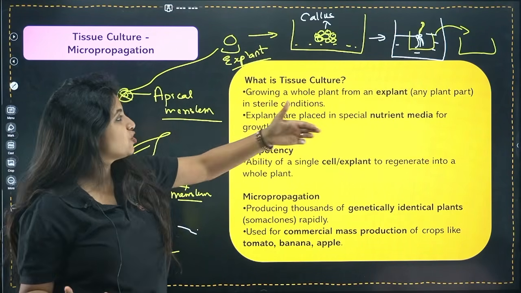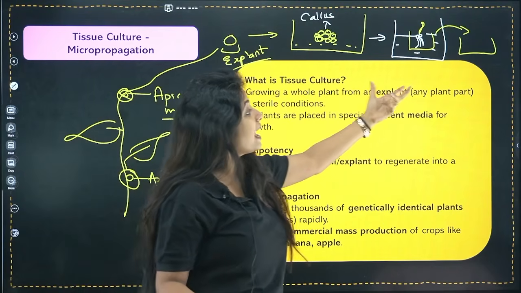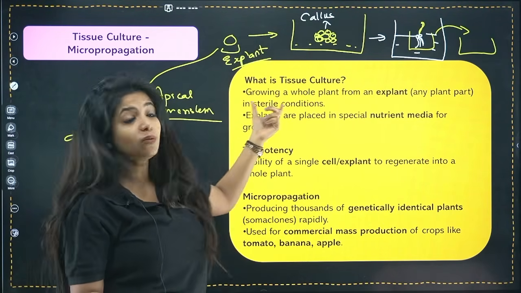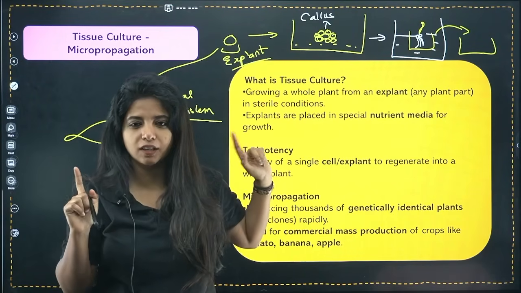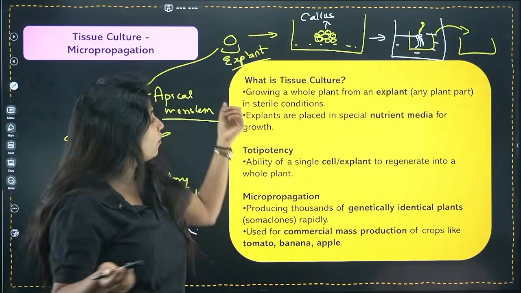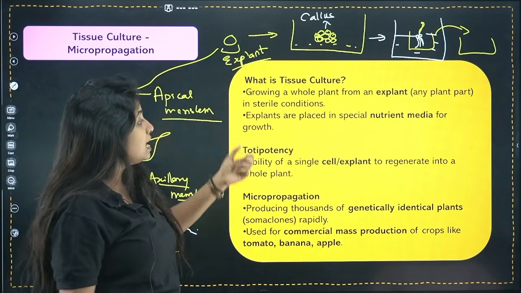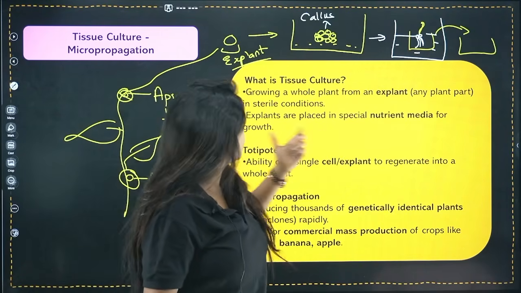So this is known as tissue culture. Growing a whole plant from an explant, that is any plant part, in what? Sterile condition. You have to make sure there are no bacteria up there, that otherwise it could cause a problem. So over here there are sterile conditions being maintained. Explants are placed in special nutrient medium for what?